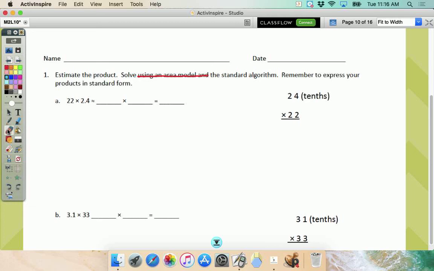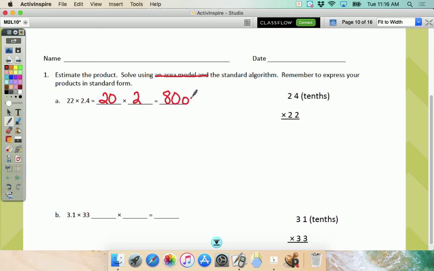Actually, I could leave using on there, couldn't I? Solve using the standard algorithm. But we're still going to estimate. So if I round to the highest place value, I'm going to look at the 2 to decide about the 2. 22 rounds to what? 20. Okay. And 2.4? Jason, what does that round to? 2. So 24 times 2 is?